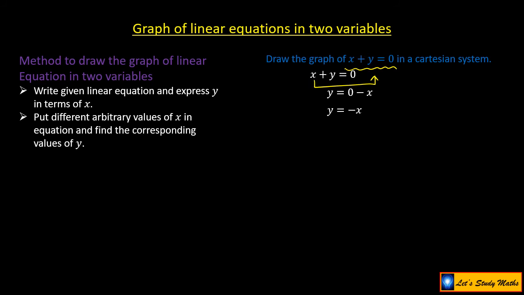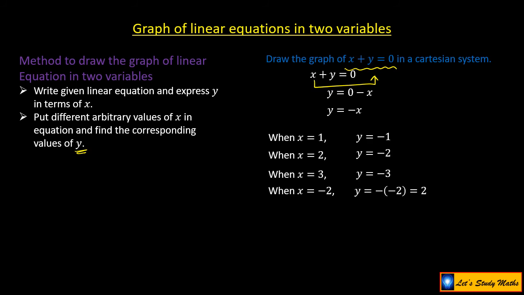So next we'll see the second step. Put different arbitrary values of x in the equation and find the corresponding values of y. So we need to take here assumed values of x, then we need to calculate y. So I have taken here x equal to 1. When x equal to 1, y will be minus 1. When x equal to 2, y is minus 2. Then when x equal to 3, y is minus 3. Then when x equal to minus 2, then y is plus 2. So now we got x and y values.